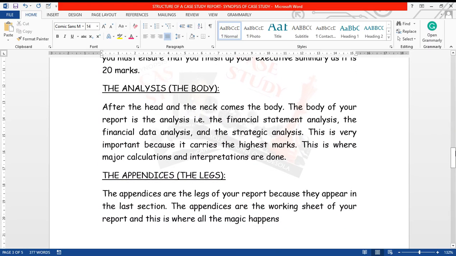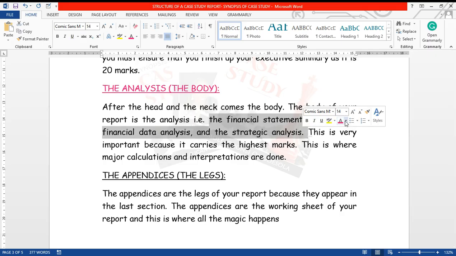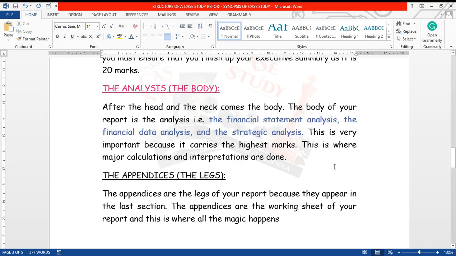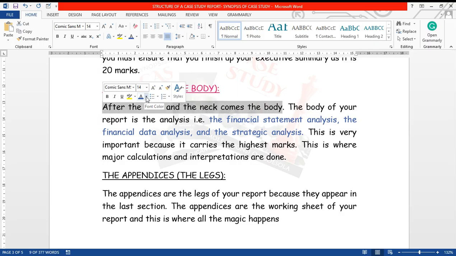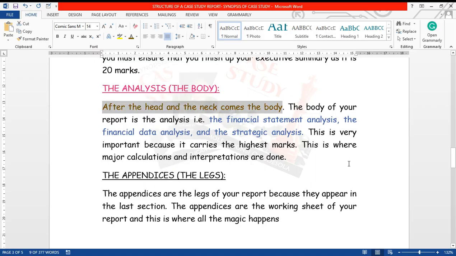Then the next thing is the analysis. The analysis is the body of your report. The analysis makes up the financial statement analysis, the financial data analysis, and the strategic analysis. So this constitutes the body. And why did I say that they're the body? They're the body because after the head and the neck comes the body, right? So they come immediately after the head and the neck.